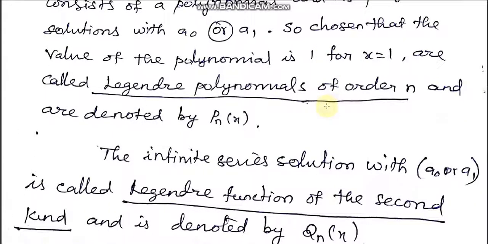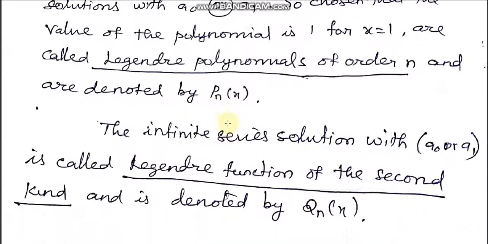The polynomial solution with a0 or a1 so chosen that the value of the polynomial is 1 for x equal to 1 is called Legendre's polynomial of order n and is denoted by Pn of x. Next, this is the Legendre polynomial of order n, called Pn of x. The infinite series solution with a0 or a1 is called the Legendre function of the second kind and is denoted by Qn of x. So the Legendre function of the second kind is called Qn of x. The Legendre polynomial of order n is called Pn of x.